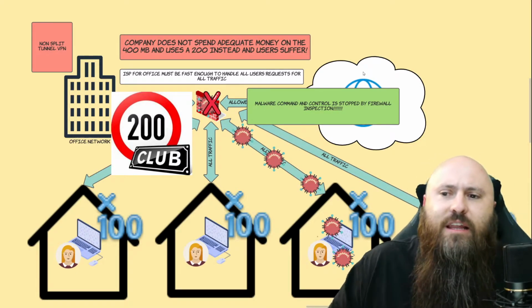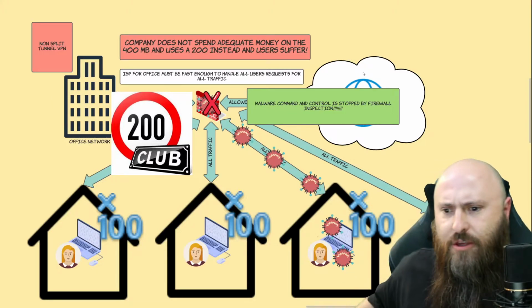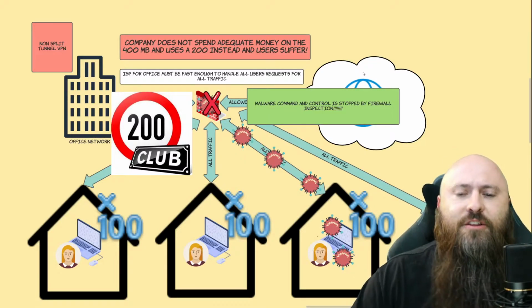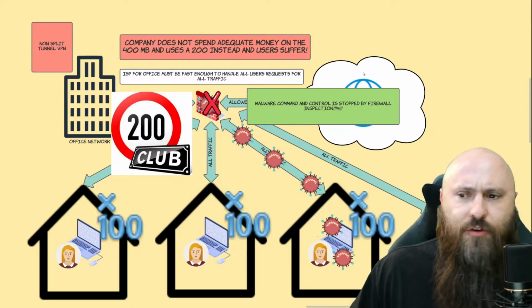So the positive and negative is usually the users suffer because of the overhead of inspection and encapsulation and everything going out to the internet. But on a positive note, you usually have a better chance of inspecting the traffic and doing something with it, whereas later we may see that might be the inverse.